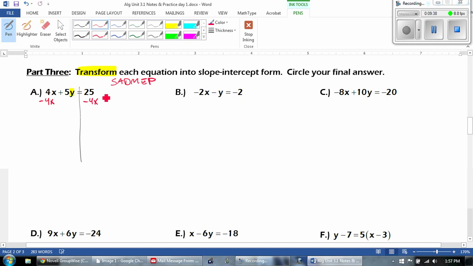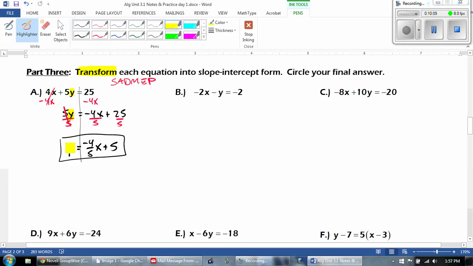So we're going to subtract the 4x to the other side, and we get 5y equals -4x plus 25. And then since the y is not by itself yet, we're going to divide everything by 5, and then we get that y equals negative 4/5 x plus 5. Woohoo! We're done. And just like we wanted, the y is by itself.